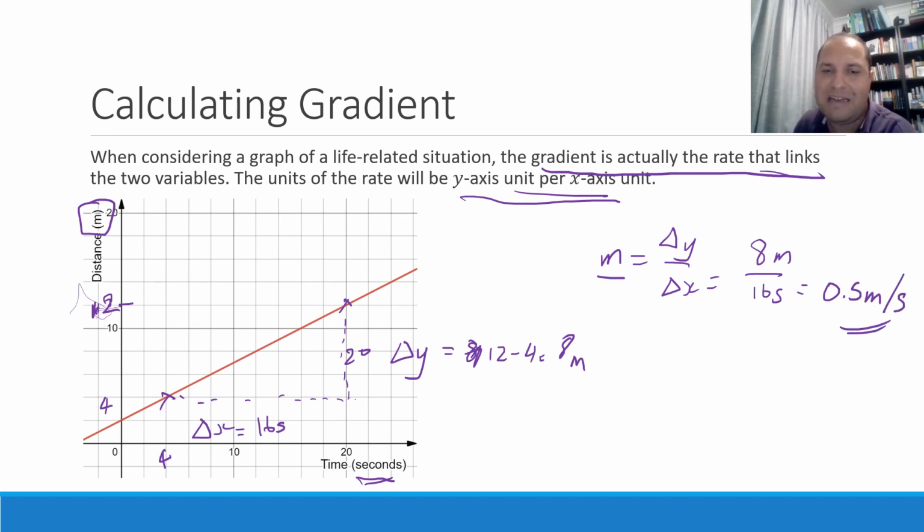So this gradient is actually now a rate, and this rate tells us the speed. So we've got this thing that's moving. This gradient has just told us how fast that car is moving just by looking at those units. It's that rate of change. In this case, it's talking about the speed of our object and how quickly it's traveling.